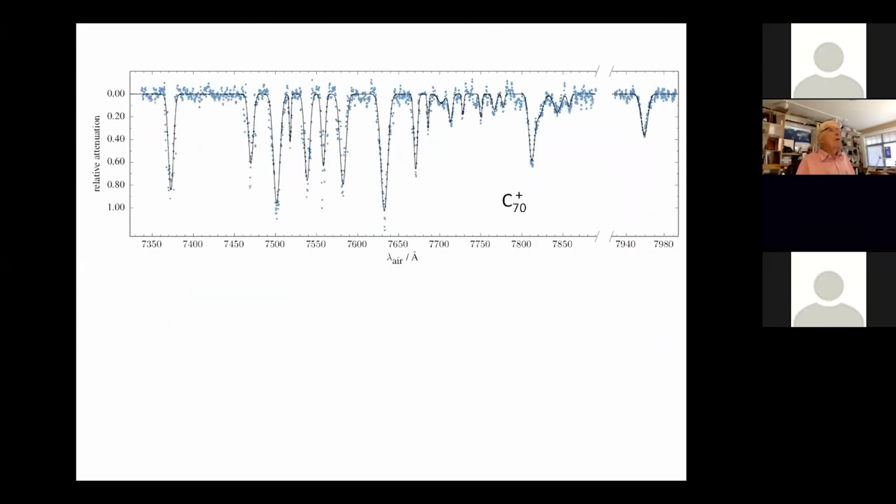One thing we did look for was the C70 plus, but unfortunately it has no strong origin bands. And again, these lines, which were all determined by the same technique as for C60 plus in the lab, land in the middle of atmospheric oxygen lines. So they're difficult to disentangle if they're there, but we would not have been able to see them.